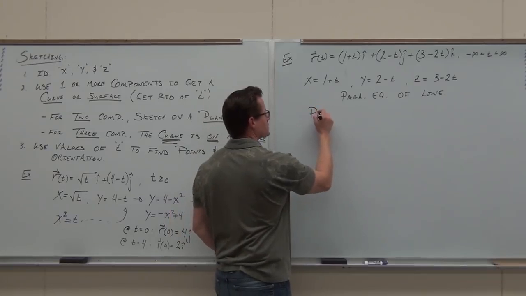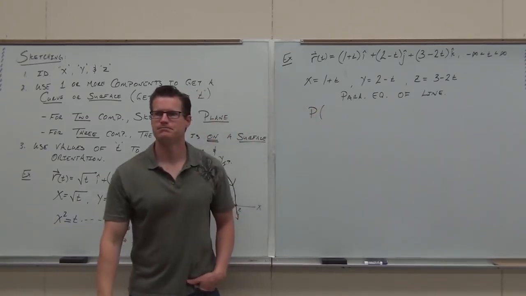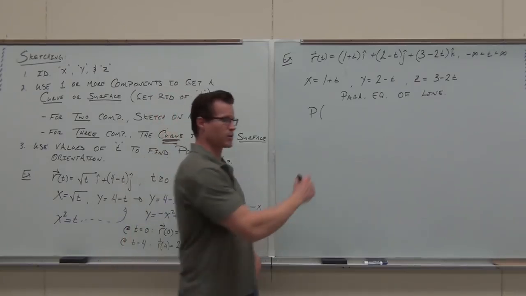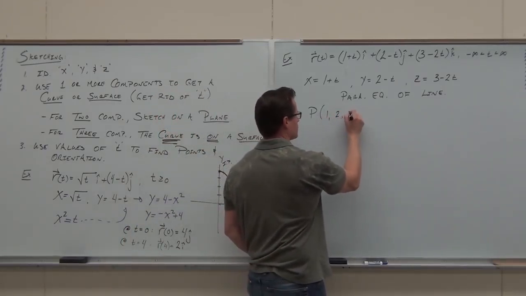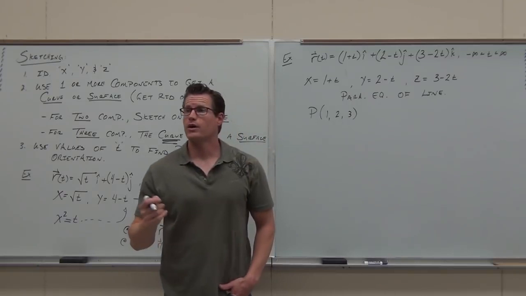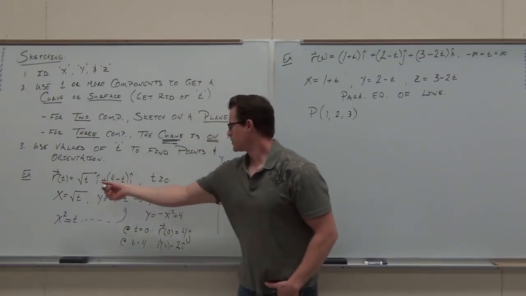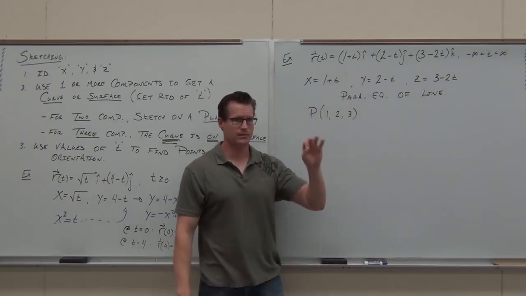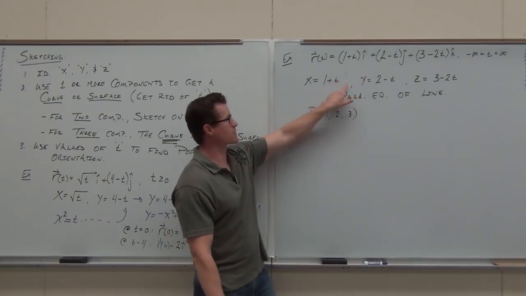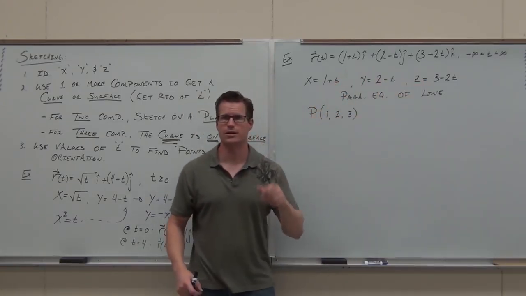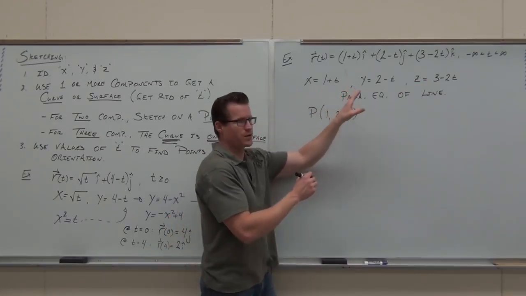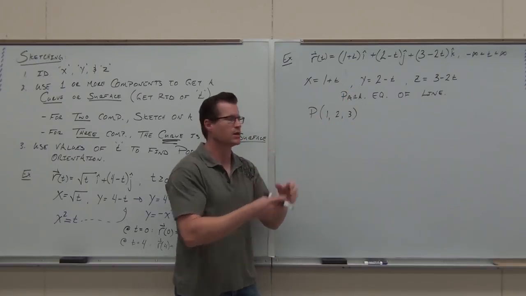Give me a point on this line. 1, 2, 3. That's a point on the line. How could I find it? Plug in t equals 0, and you could find that point. Here's 0, 0, 0. You'd have 1, 2, and 3. You'd have the x, the y, and the z. I know that's the vector 1, 2, 3, but the terminal point of that vector is the point 1, 2, 3.